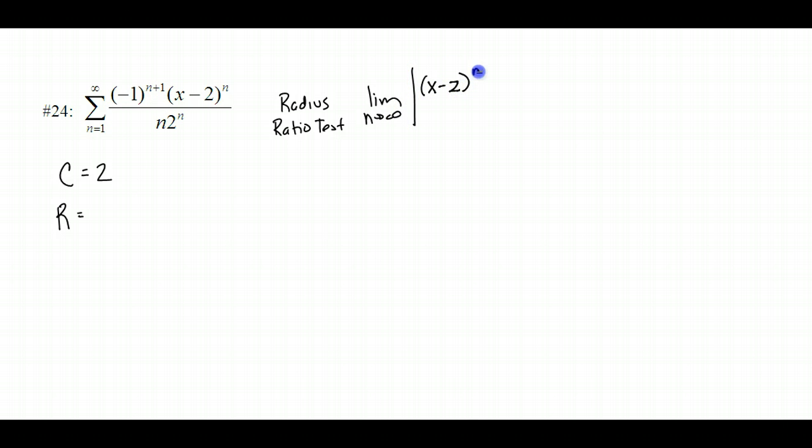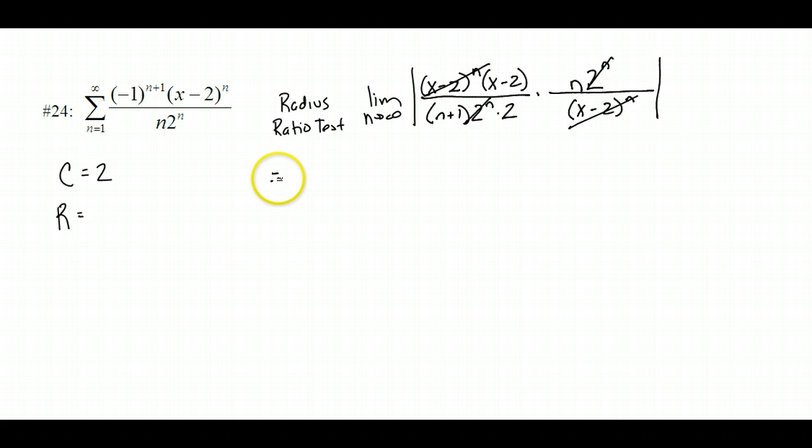So then we have x minus 2 to the power of n times x minus 2, which gives us our n plus 1, divided by n plus 1, and then 2 to the power of n plus 1, which is 2 to the power of n times 2. Multiply by the reciprocal, n times 2 to the power of n, divided by x minus 2 to the power of n. So that simplifies out, and we have the limit as n approaches infinity. We are left with n times x minus 2 divided by 2 times n plus 1.